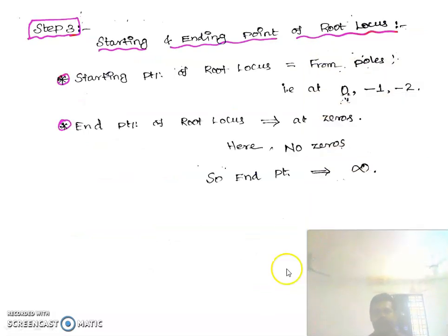Now we are going to find the starting and ending points of the root locus. The root locus starts at poles and ends at zeros. In this problem we do not have any zeros, so the root locus will end at infinity.